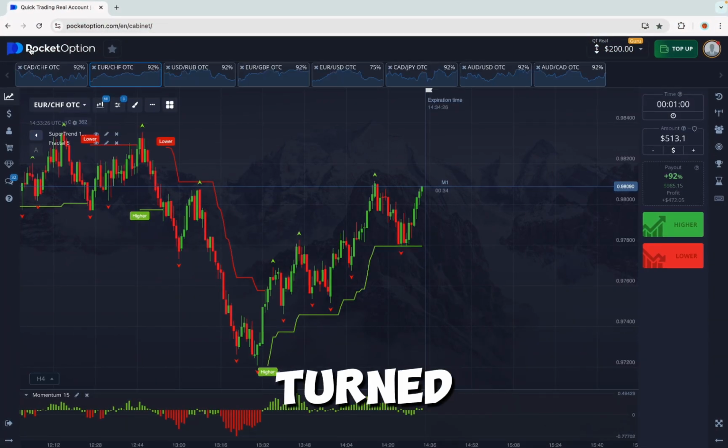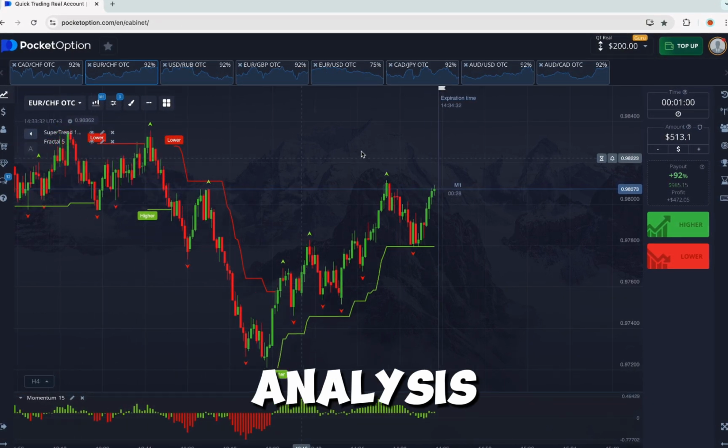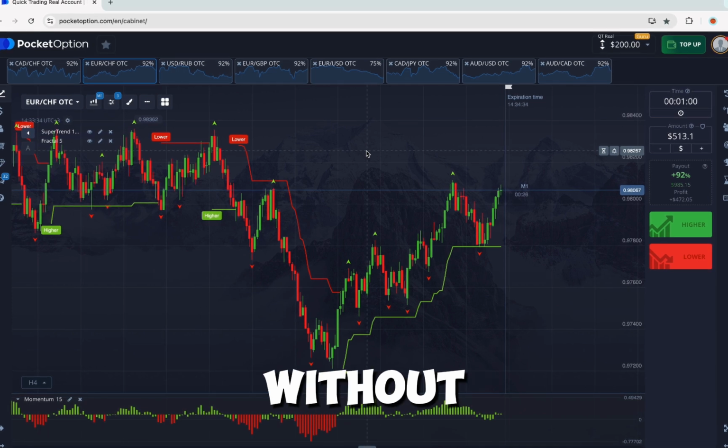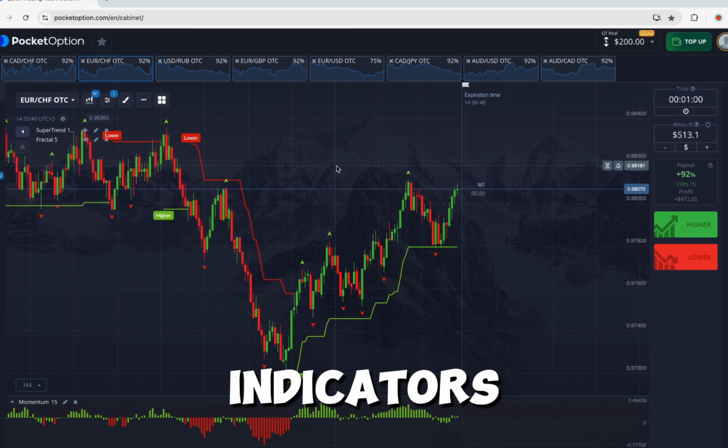This is how trading turned out today using this set of indicators. When working with this strategy, market analysis is very important, and without this, I do not advise you to use these indicators, this set of indicators in your trading.